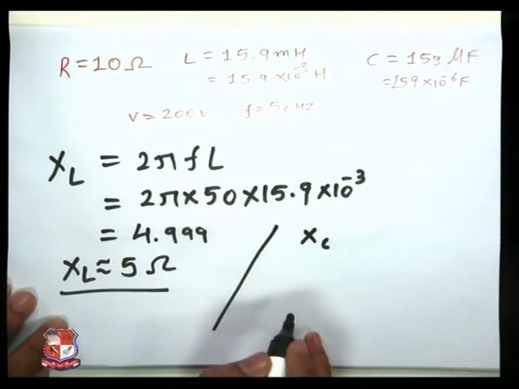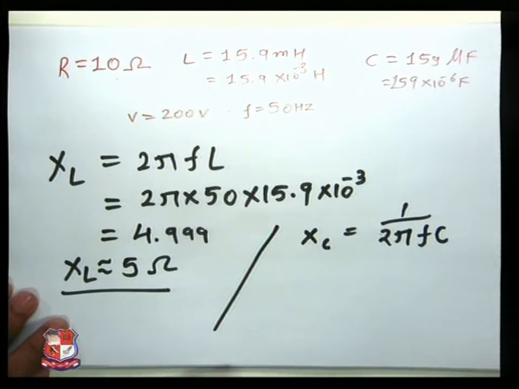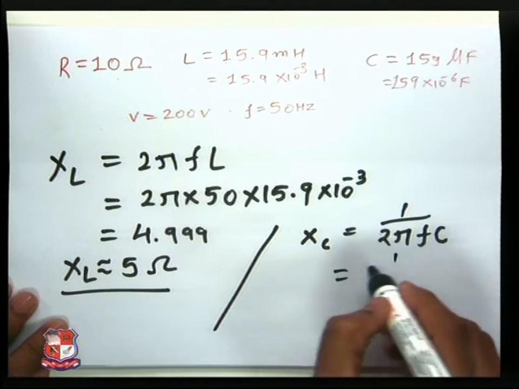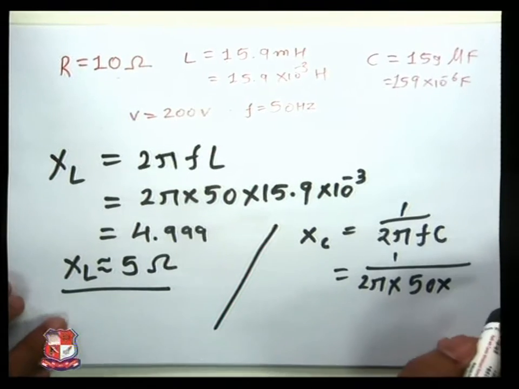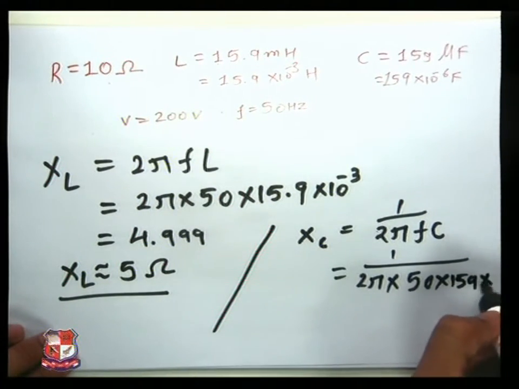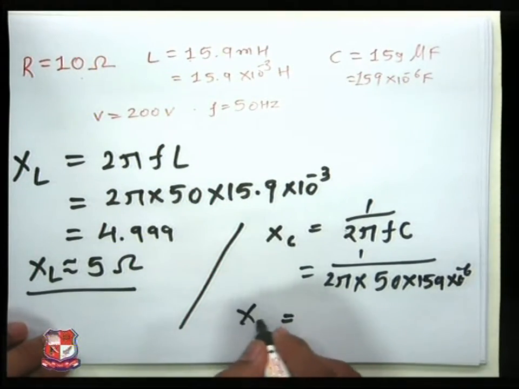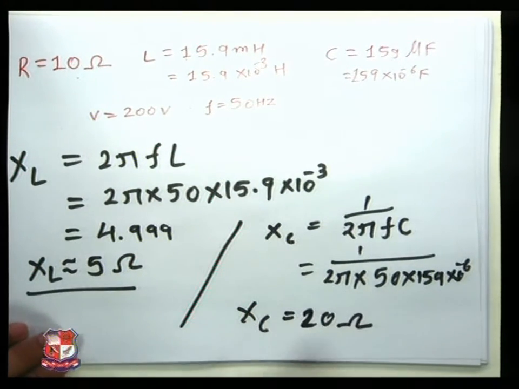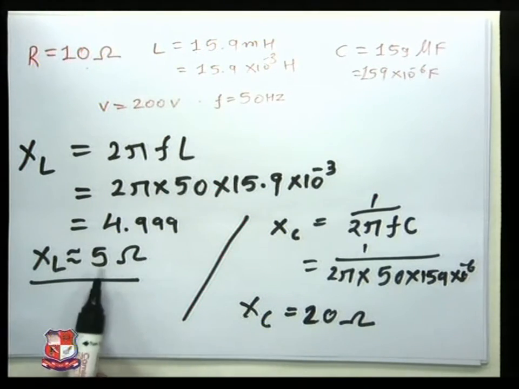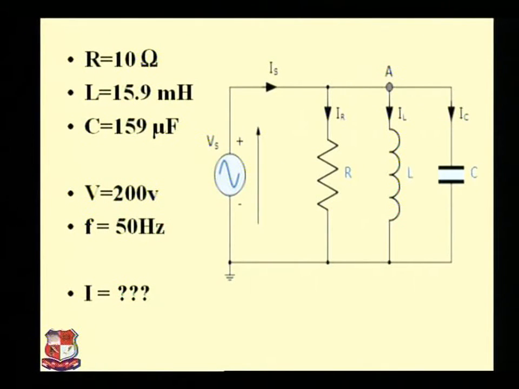Now we go for capacitive reactance, 1 upon 2 pi FC. So 1 upon 2 pi, frequency is 50 and C is 159 into 10 raised to minus 6, and after solving we get the value of XC as 20 ohm. So now two reactances are here, XL is 5 ohm and XC is 20 ohm. Now we find the current through each branch and then we go for the total current.